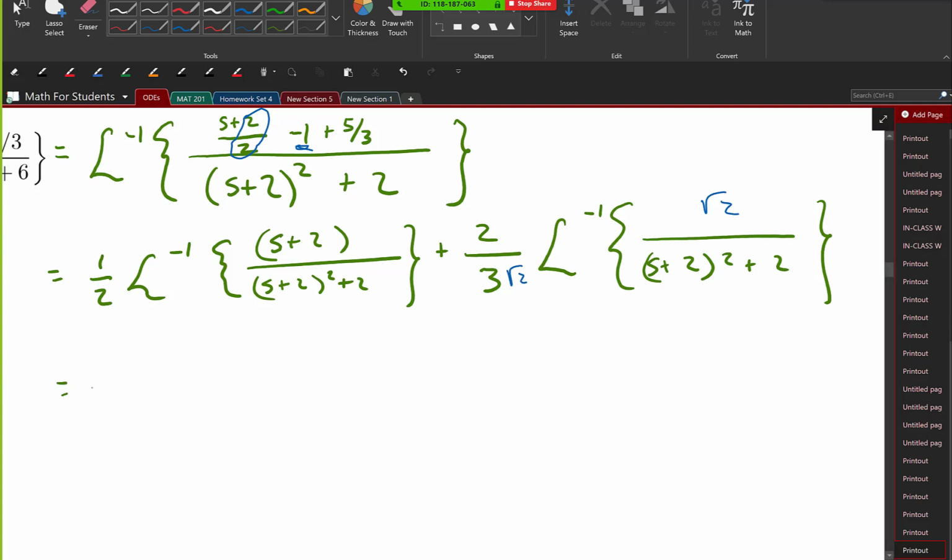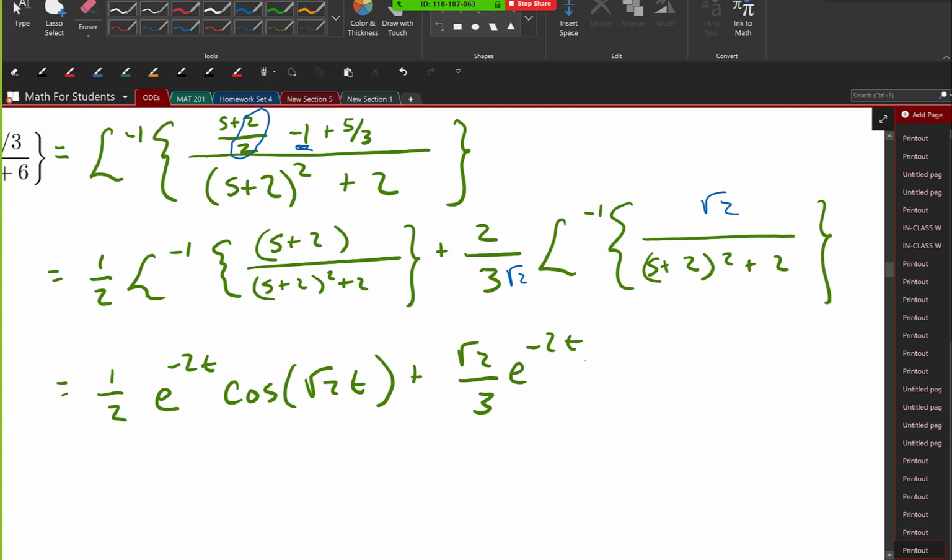So now we're doing it a little more slowly, and we're doing it correctly. So it gives us 1/2 e to the minus 2t times the cosine of the square root of 2t, plus, rationalizing that, would give us 2 radical 2, so radical 2 over 3, and then the e to the minus 2t sine of the square root of 2t.